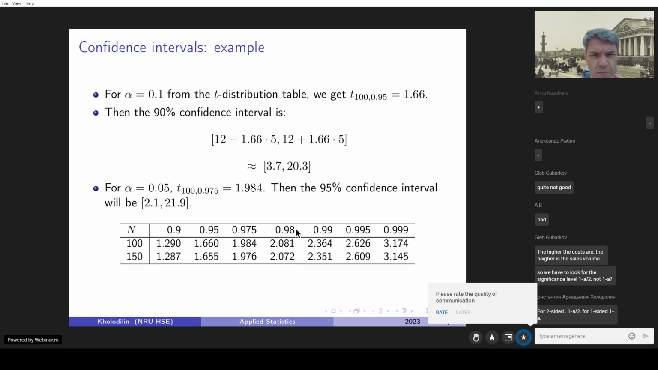...corresponds to the probability of 98%, which means that with probability of 2%, the true value will be different from beta.